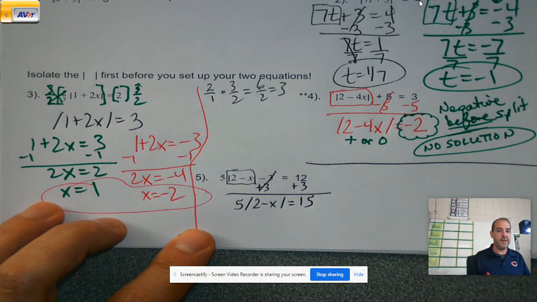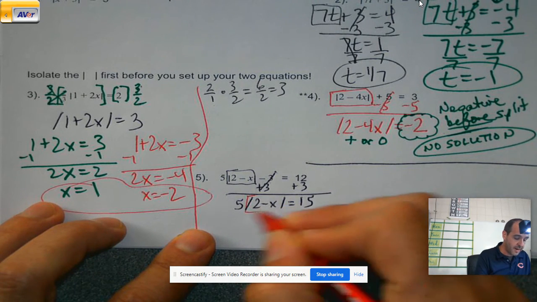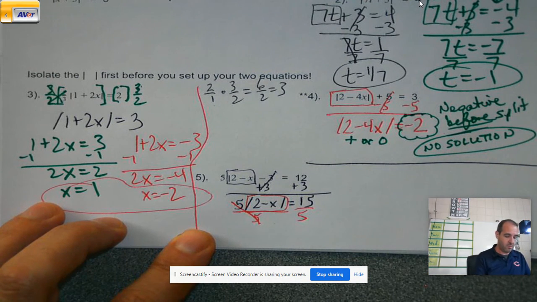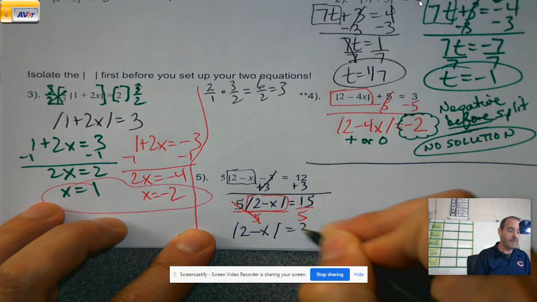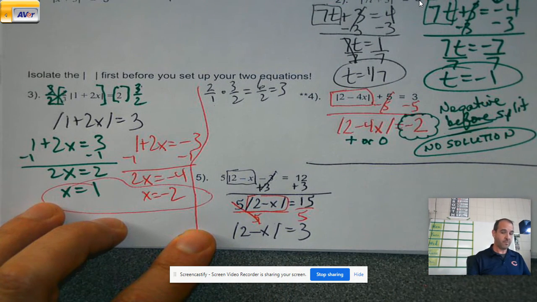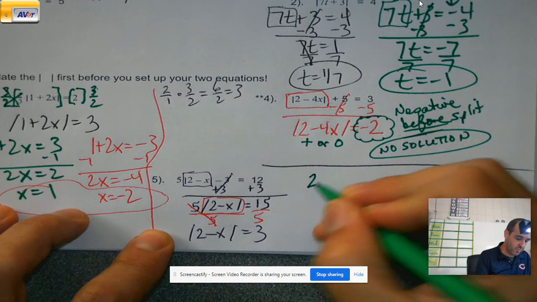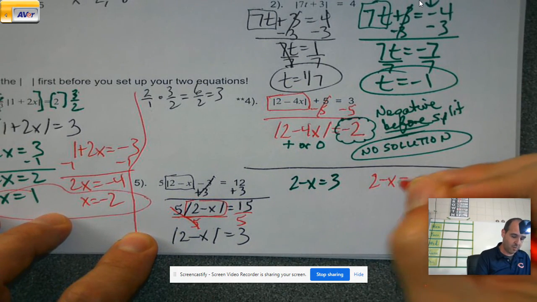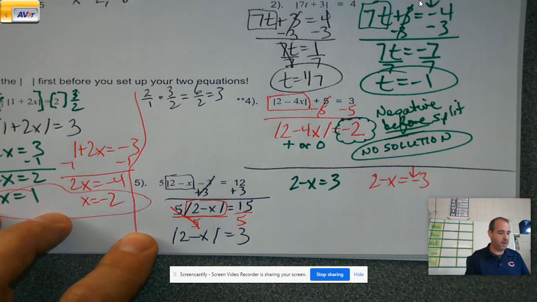It just depends. Now again, here I'm not ready to split yet. Got to isolate, get it alone first. And I'm not quite there. So get that divided out. Now I'm ready to split. Absolute value, completely alone before we split. So 2 minus x equals 3. 2 minus x equals negative 3. Again, no more absolute value bar. That's legal. I can get an answer.